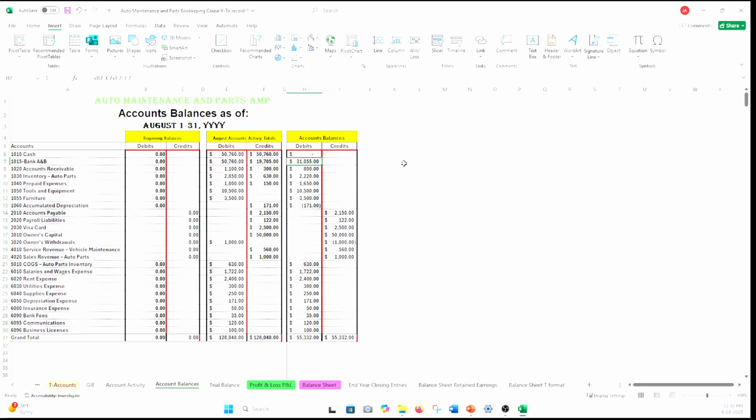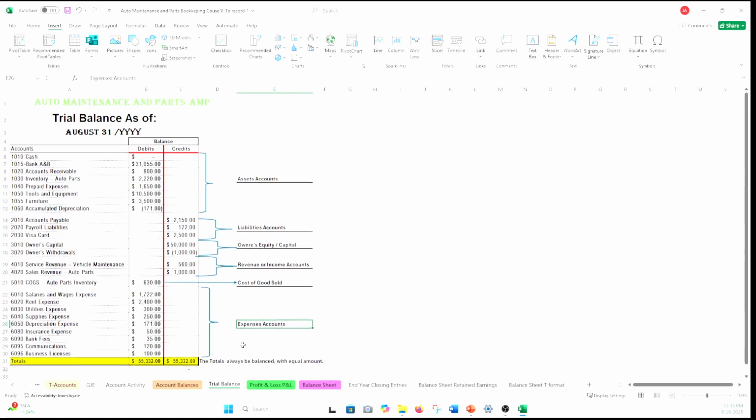Well, now we have the balances. Technically, these two columns are the ones that form the trial balance. So what I'm going to do is extract these accounts and these columns, and we have already the trial balance. Let me move to this sheet because I have that report here. So here you are, and we have the trial balance as of August 31st.